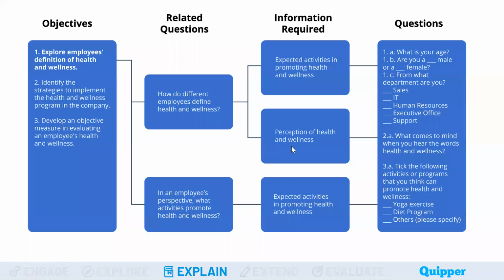Actually, itong format na ito, this can be used for conceptual framework. First is the objective, and then yung mga related questions. Ito yung lumabas sa review of related literature muna. Ito yung mga pwede natin itanong, and then mga information required. Diba ito yung mga related questions na research natin for review of related literature. And then i-connect mo pa yung mga kailangan mong information or result dun sa mga questions. And then you can now formulate your questions. So yung first part is yung demographic, like yung age, gender, and then next naman is questions na natin. Then what comes to mind when you hear the word health and wellness, and then tick the following activities or programs that you can promote health and wellness.